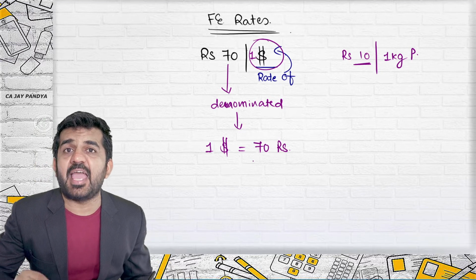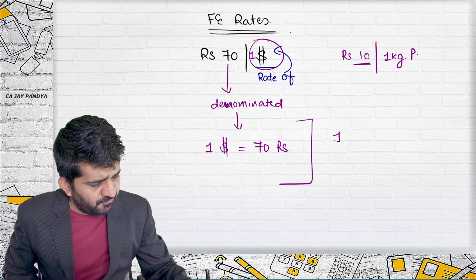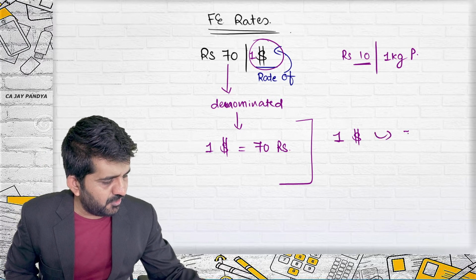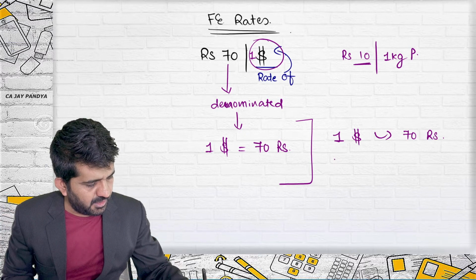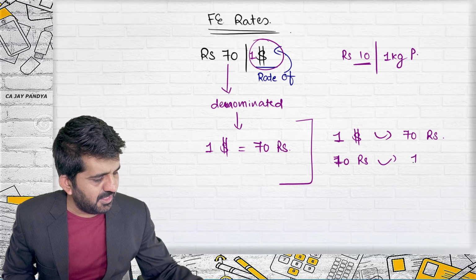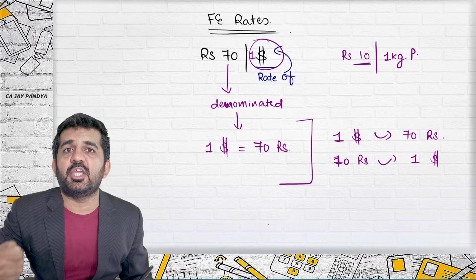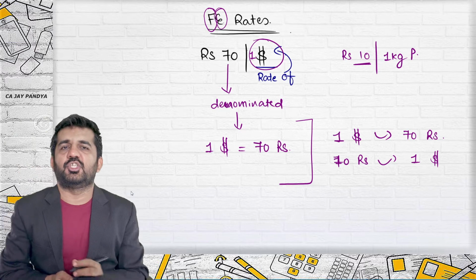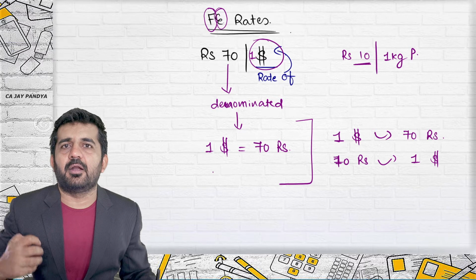Why they are termed as exchange rate? Because if you are having $1, it can be converted into 70 rupees, or vice versa. If you are having 70 rupees, it can be exchanged with $1. So they are termed as foreign exchange currency rates. Is it all right? This is how the rates are denominated.